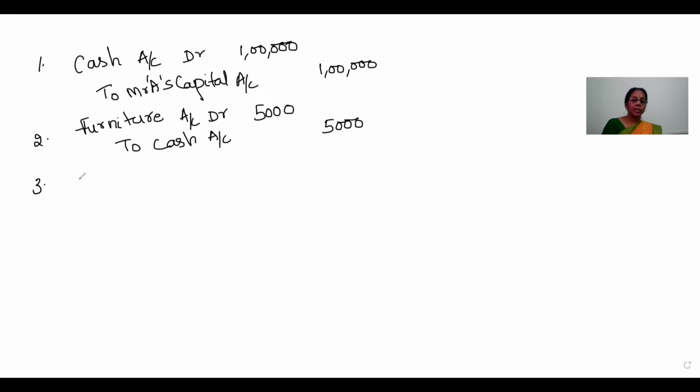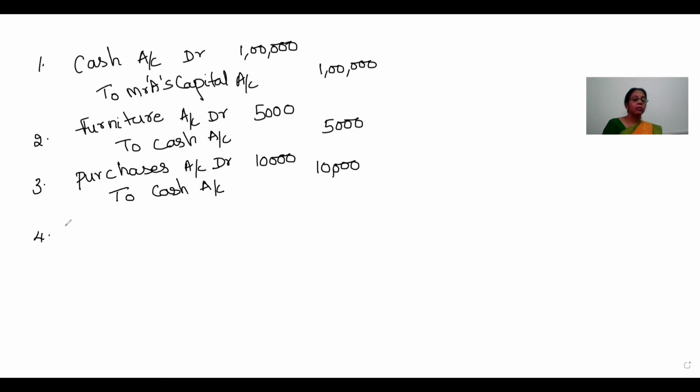Let us take another example, like you have purchased goods worth 10,000 for cash. So here, when you are buying the goods, since you are purchasing it, the purchases account will be debited. Actually, the goods are coming into the business. So you debit the purchases account. And since it is a cash transaction, money goes out of the business. So therefore here it is 10,000 to the credit of cash account.